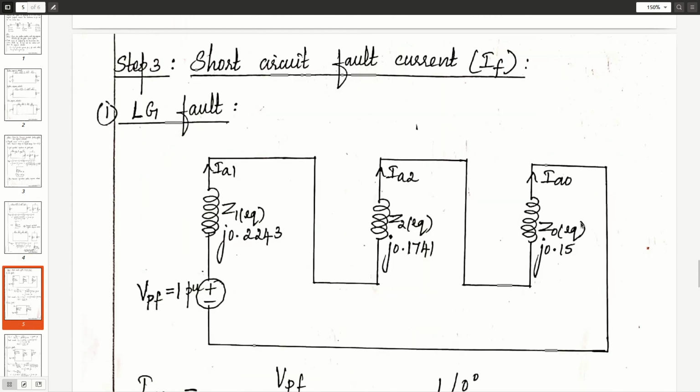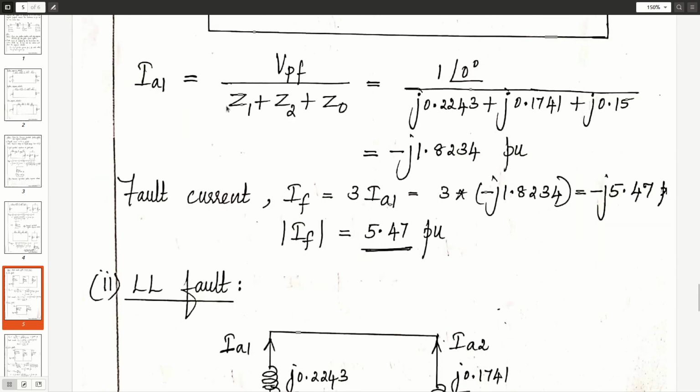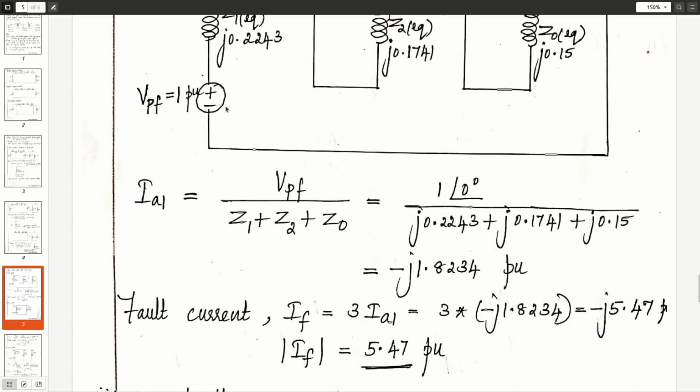Step 3 is to calculate the short circuit fault current for the given type of fault. Case 1, LG fault. We know for LG fault, connect all the 3 equivalent sequence networks in series: Thevenin's equivalent positive sequence network, negative sequence network, and zero sequence network. Write down the values from the equivalent circuit. Write the formula for IA1: IA1 is equal to VPF divided by Z1 plus Z2 plus Z0. On substituting and calculating, we will get IA1 as minus J1.8234 per unit.